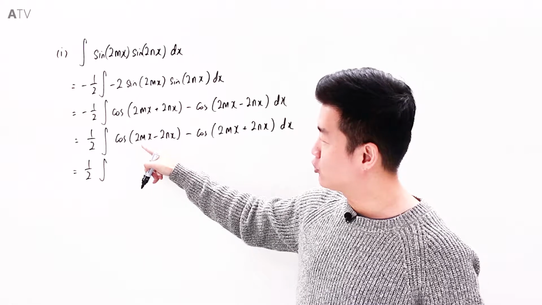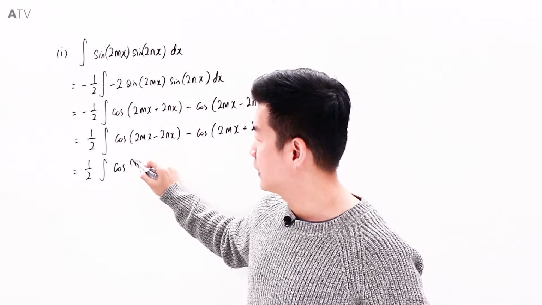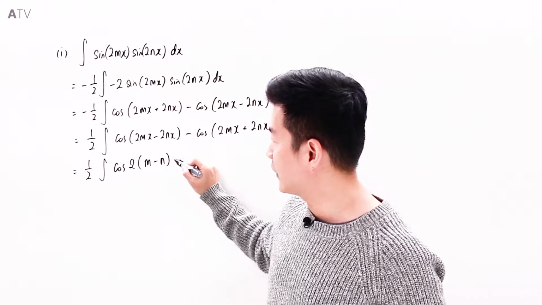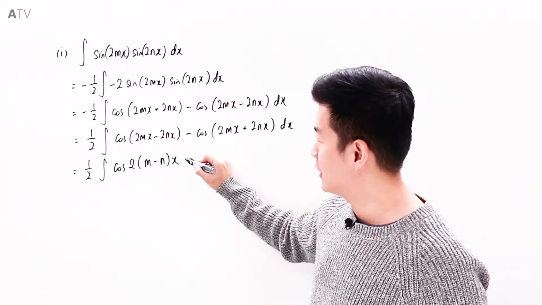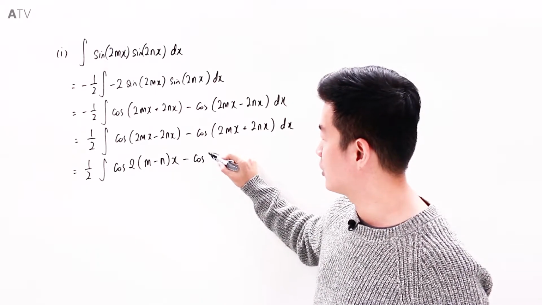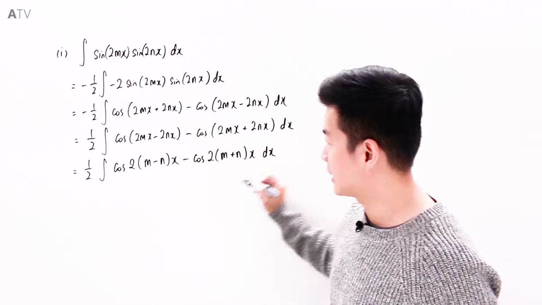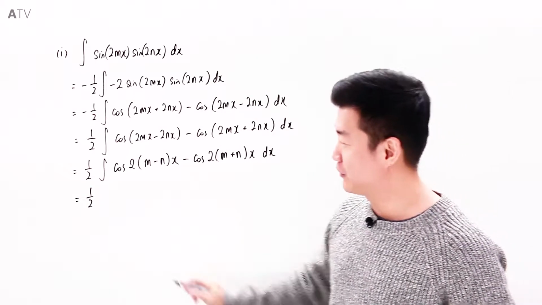Let me just do one more simplification. I'm going to factorize out 2 and x. So this will be cosine of, factorizing out 2 will leave me with (m - n), and I factorize out x, I'm going to write it behind here. I'm going to do the same thing for what I have here. So this is minus cos(2(m + n)x) dx. Now we are ready to execute the process of integration finally.